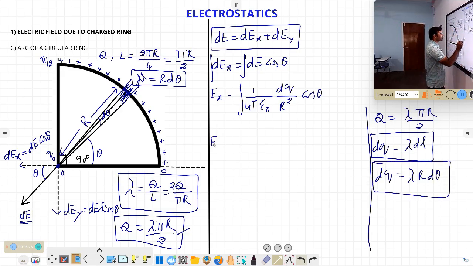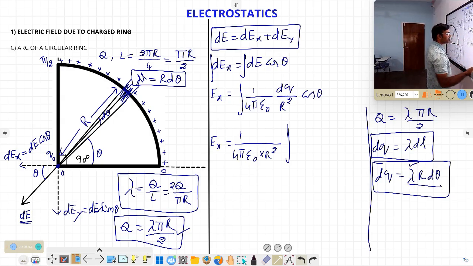We can substitute this dq value in the above equation. We get Ex equal to 1 by 4 pi epsilon naught, which is constant, no integration here, take it outside, and r is the radius, also a constant, take it outside, r square, and the remaining is the integral of dq. What is dq? That is lambda into r. Lambda is also a constant, take it outside, and r is also constant, take it outside, and the remaining is cos theta d theta. But we have to integrate from where to where? From the minimum angle 0 to the maximum angle pi by 2. So 0 to pi by 2 are the limits you have to apply.